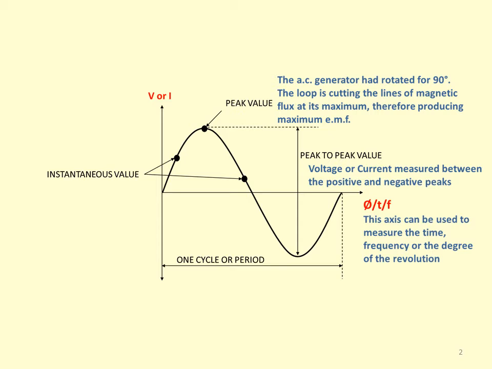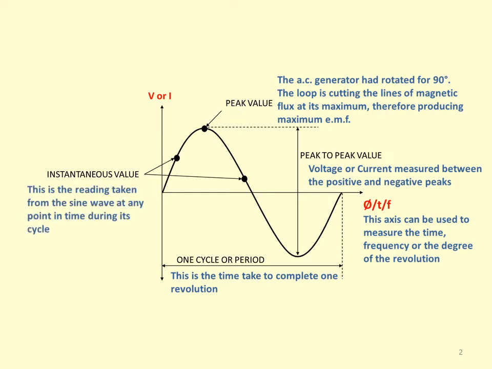On the horizontal axis we have 3 symbols. One is degrees, second one's time, and the last one's frequency. And these can be used to measure an AC sine wave during one revolution. We have one cycle or period, and this is the time taken to complete one revolution.